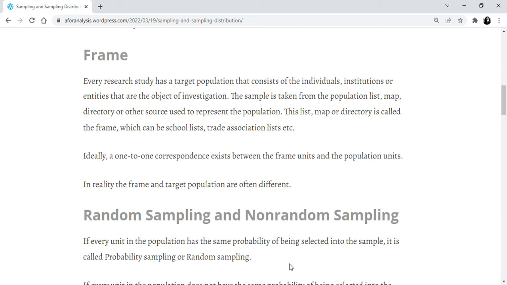Ideally, one-to-one correspondence exists between the frame units and the population units. In reality, the frame and the target populations are often different.